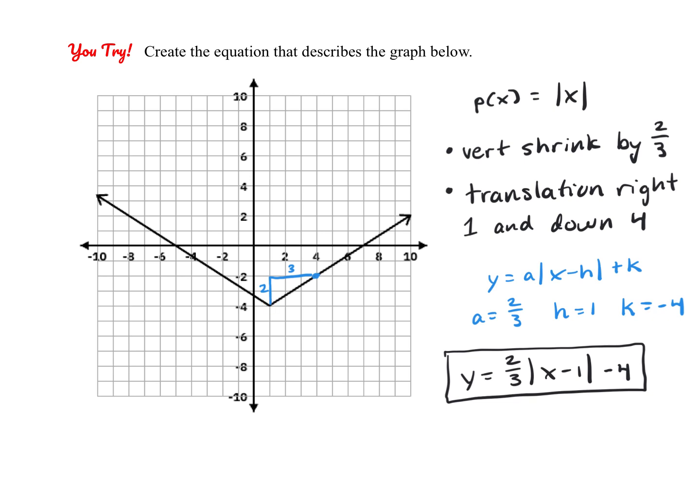So again, we know that for our parent function, the vertex is at the origin, so that helps me to see that we went to the right one and down 4. And then we also know that we can look at the slope of this line to the right to determine if there's a stretch or shrink. And for our parent function, usually the slope is positive 1 to the right, but here you can see that it's 2 over 3. So that a value out front is going to be 2 over 3, which gives us that vertical shrink. And then we do absolute value of x minus 1, so it's always opposite for the horizontal translation, and then minus 4 on the outside.